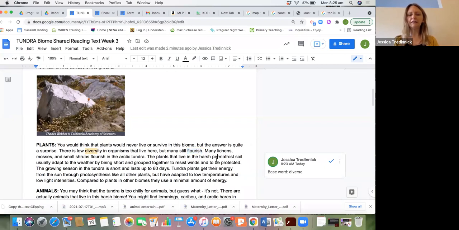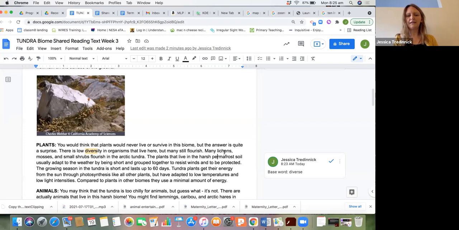Many lichens, that doesn't make sense. That doesn't sound right. So I'm going to skip this word. I'm going to keep reading on to try and work out what it could be. So many something, mosses, and small shrubs flourish in the Arctic tundra.